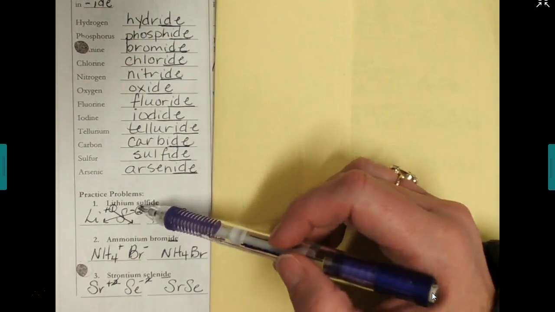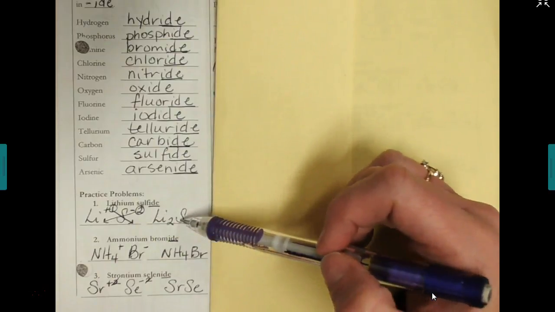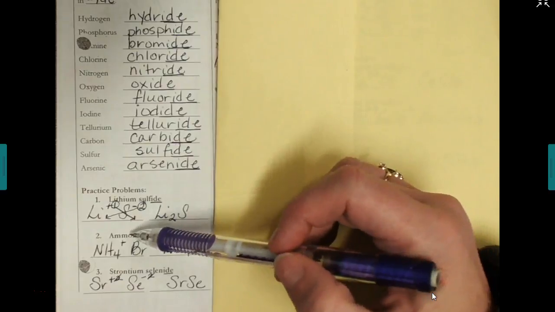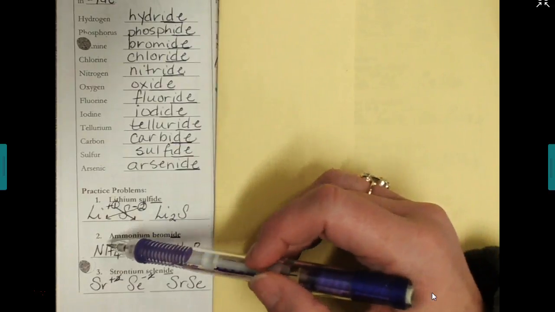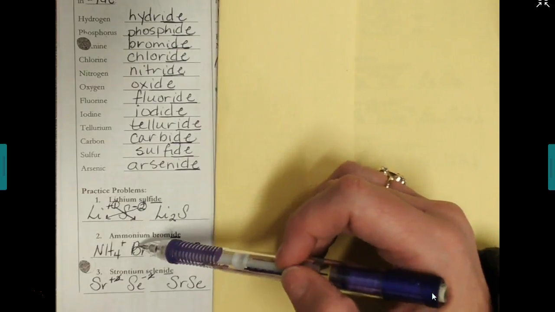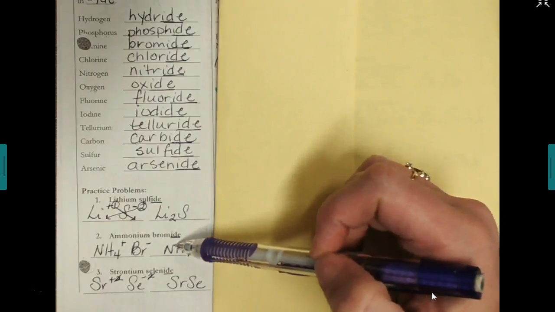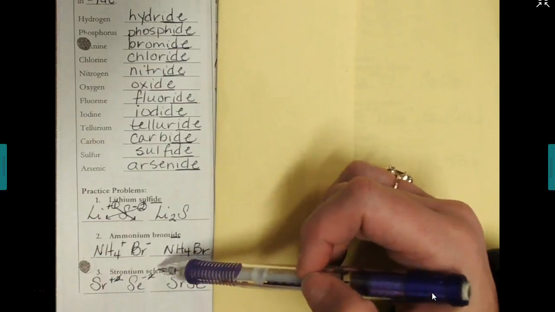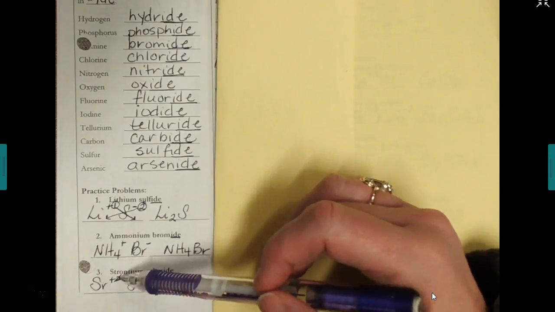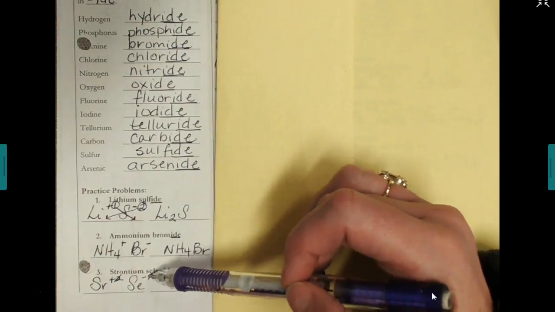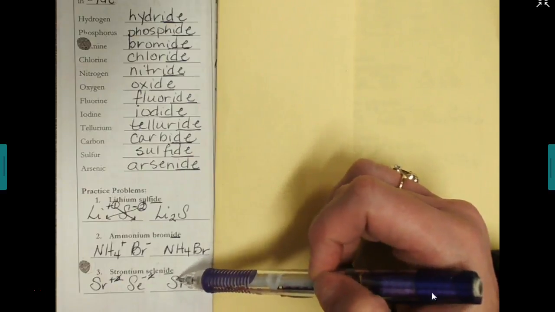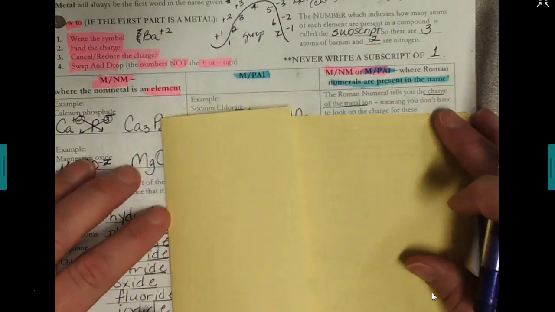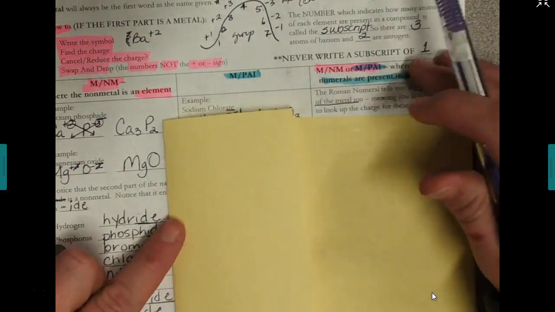Li +1, sulfur -2, swap and drop, and we get Li2S. Then looking at one with a polyatomic ion. This is our only positive polyatomic ion, NH4 +1, bromine -1. So these are NH4Br. Strontium selenide, Sr +2. Selenium is -2 because it's in group 6A. SrSe is the answer.